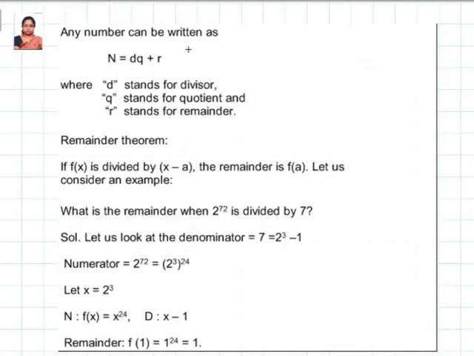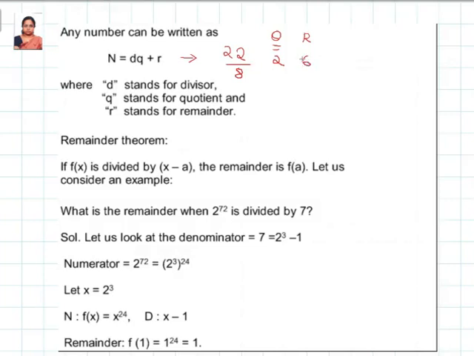Any number can be written in the form of dq plus r, where d is a divisor, q is a quotient, and r is a remainder. Let me give one example here. Suppose I consider the number 22, and if you divide this by 8, the quotient is 2. Two times 8 is 16, so once 16 goes, the balance is 6. That becomes your remainder because you can't divide this further.